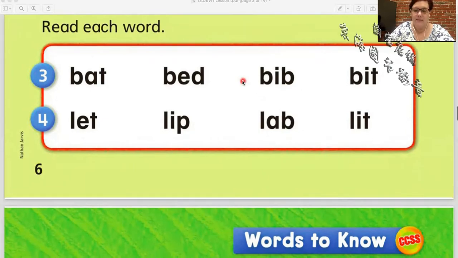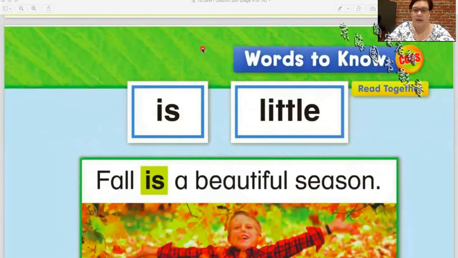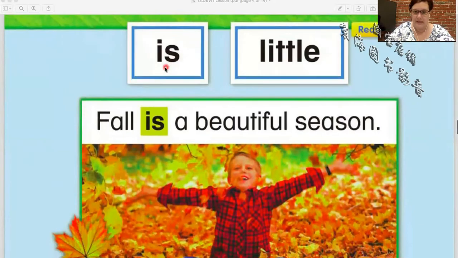Okay, excellent. Very good. All right, let's look at these words to know. Okay, so our words to know this week are is and little. Okay, so let's read this sentence together. Fall is a beautiful season. Okay, remember we're talking about the four seasons. So let's read it again. Can you read it out loud to me? Okay, fall is a beautiful season. Okay, very good. Nice job reading there.